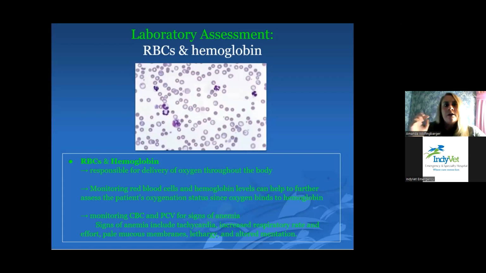Red blood cells and hemoglobin are responsible for delivery of oxygen throughout the body. We're monitoring those to better assess the patient's oxygenation, since, as we know, oxygen binds to hemoglobin. We're monitoring their CBC and their packed cell volume, and easy ways that we as technicians can monitor this without being invasive are: are they tachycardic? Do they have an increased respiratory rate or effort? Are they pale? That's one of our biggest ones. Are they super lethargic, or do they have an altered mentation? And then I just included a nice little IMHA diff that is obviously not a healthy blood smear.